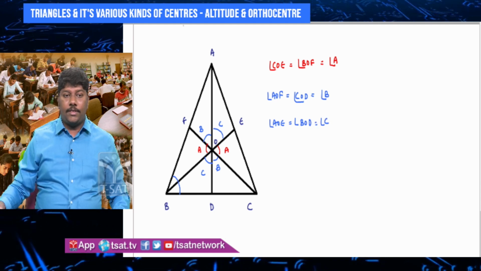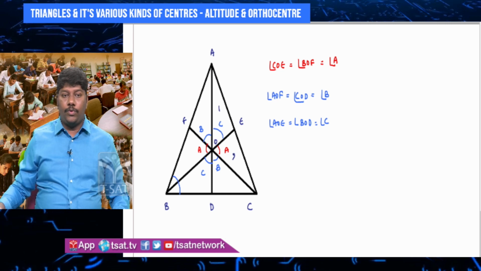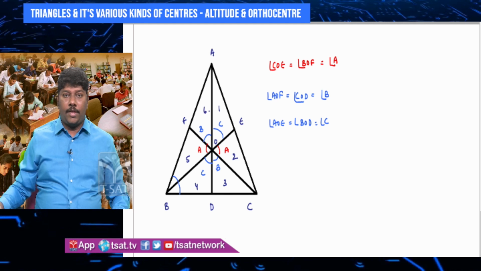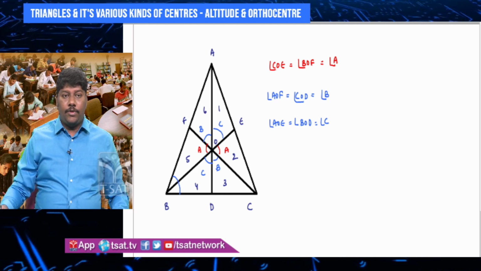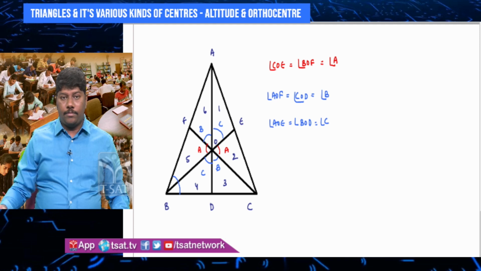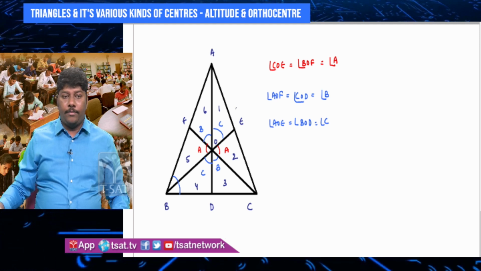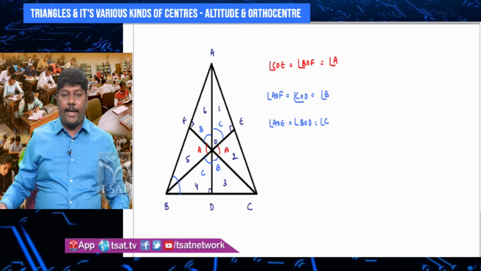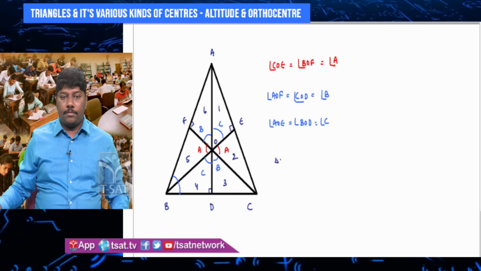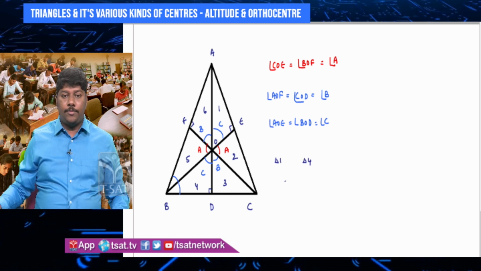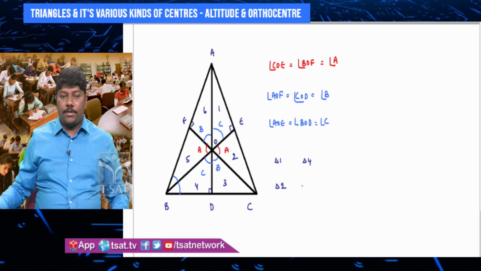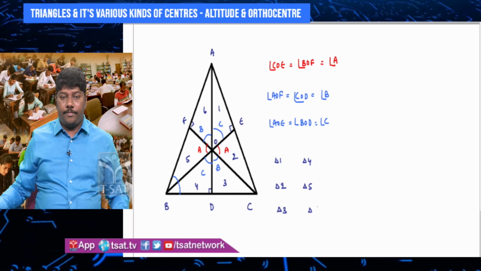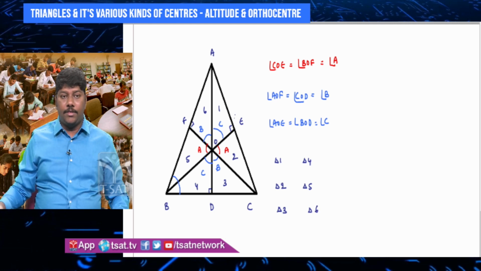Now look, there are 6 triangles here: 1, 2, 3, 4, 5, 6. There are 6 triangles. Closely observe triangle 1 and triangle 4. If you observe triangle 1 and triangle 4, we all know that these are right angles. In triangle 1 and triangle 4, and also observe triangle 2 and its opposite triangle 5, triangle 3 and opposite triangle 6. Observe these 2 pairs of triangles.